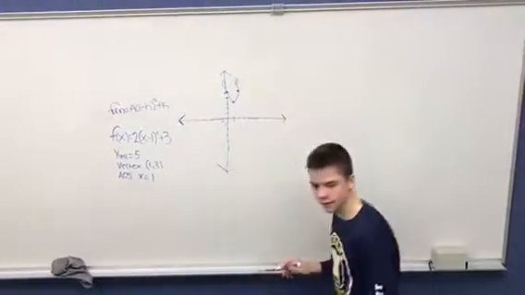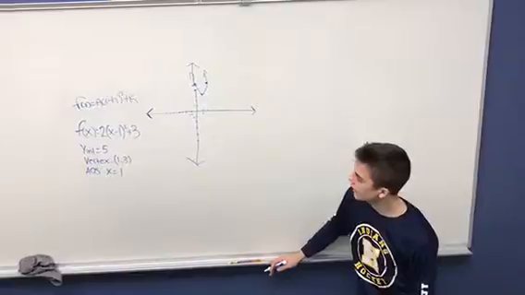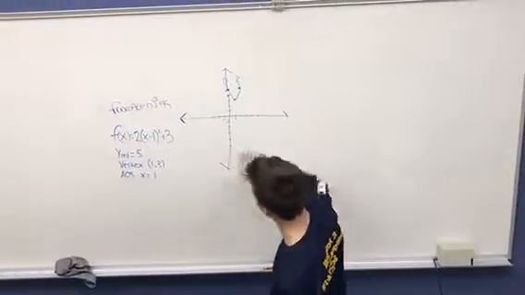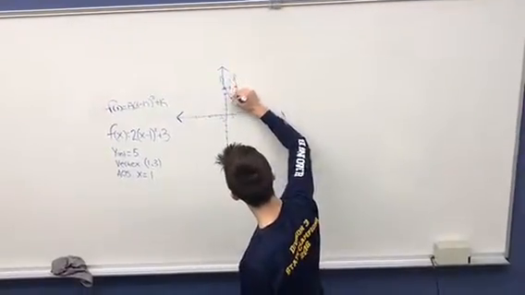The last thing you want to find is your axis of symmetry, and by doing that, you figure out what x is in your vertex, and it's 1, so your axis of symmetry is 1. You just draw a line down.